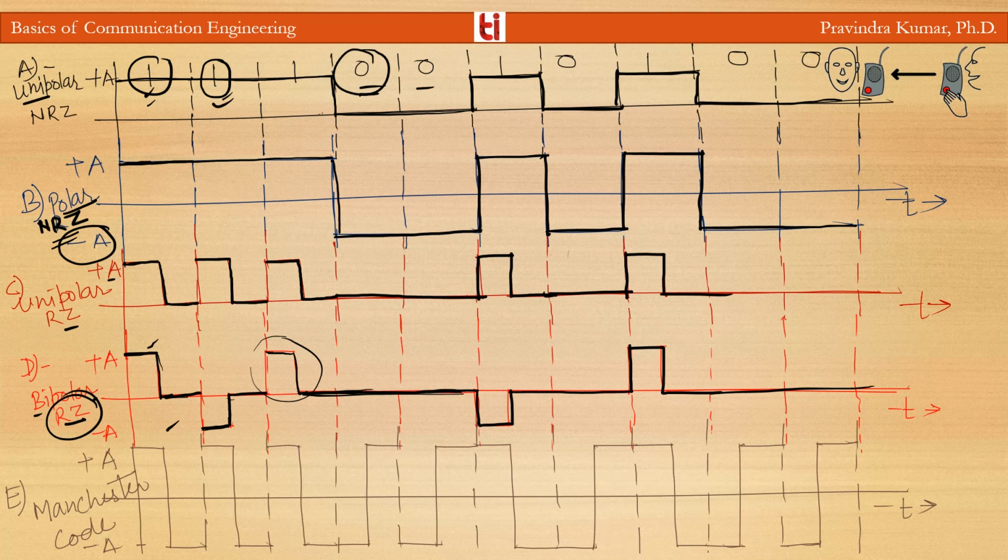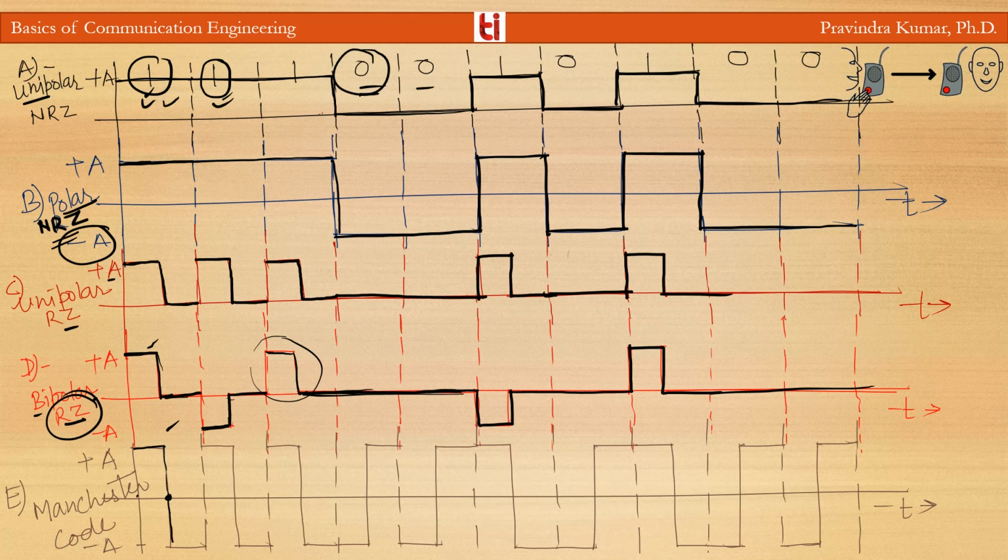Now next is Manchester encoding. So here for the Manchester encoding we are having high to low and low to high, meaning the bit duration is divided into two halves. For one bit the pulse remains at one level during the first half cycle, and it will go to the other level during the next half cycle.